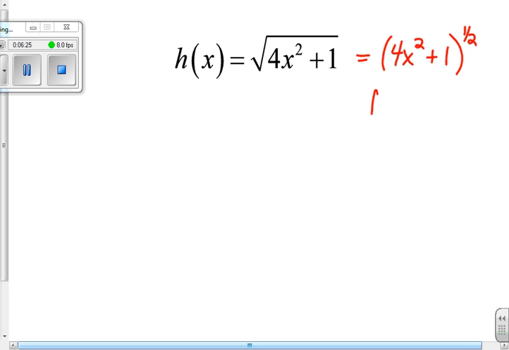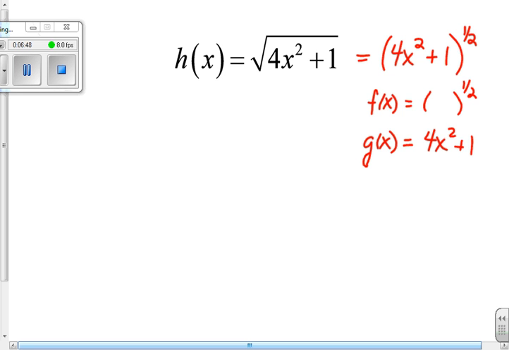Our f of x would be whatever is in the parentheses raised to the 1/2 power. And you put an x in there if you'd like. It's really that 4x squared plus 1. But I'm only dealing with that 1/2 power. And then g of x is going to be that inside part, 4x squared plus 1, which is a little bit more to do than we've got in the other two problems. All right, so let's see if we can do it.